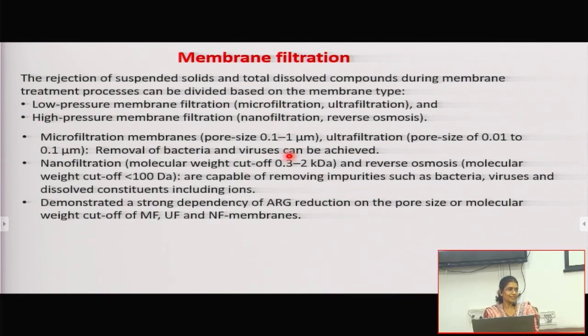Bacteria, what do you think? What is the size of a bacteria? All are looking at their phone. So Google is now doing the work. I can see.